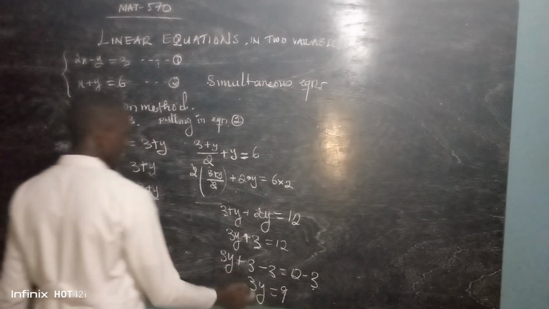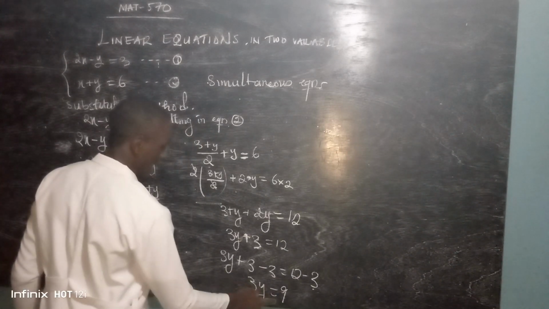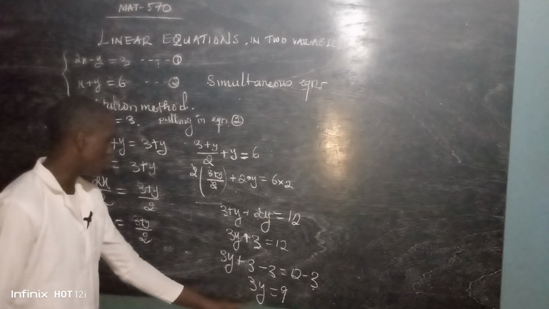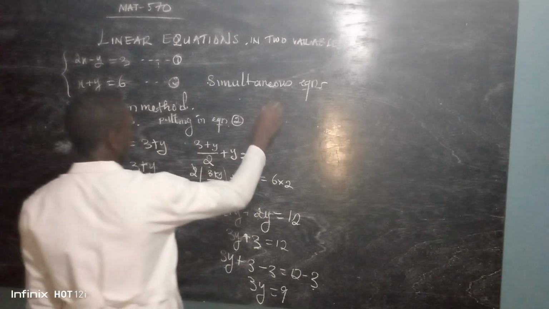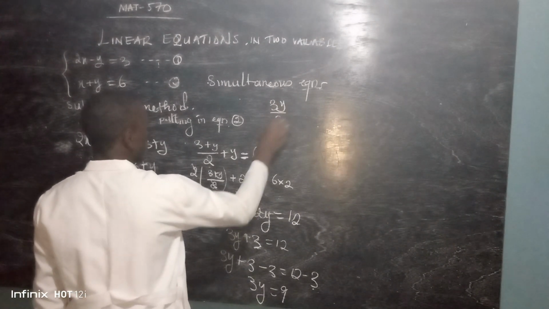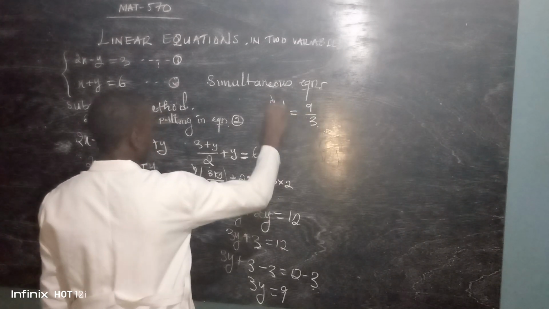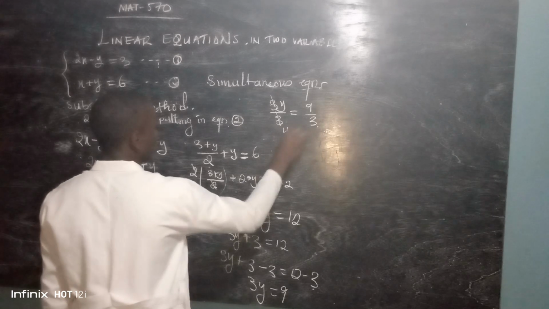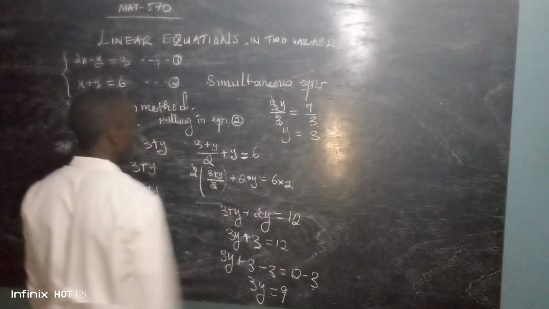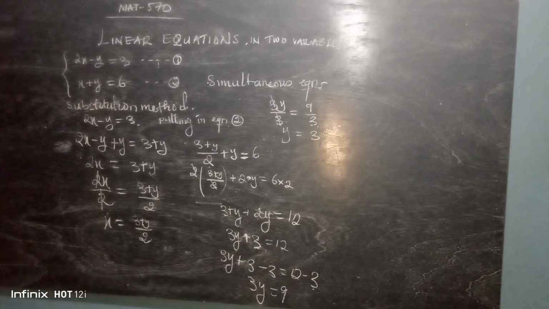So from here, since 3 is multiplied to y, I'm going to divide both sides by 3 to make y the subject. Like we say, division rule of equality. You can check down. Now 3 cancels 3, giving y equals to what? 9 divided by 3 is 3. So that's the value for y.